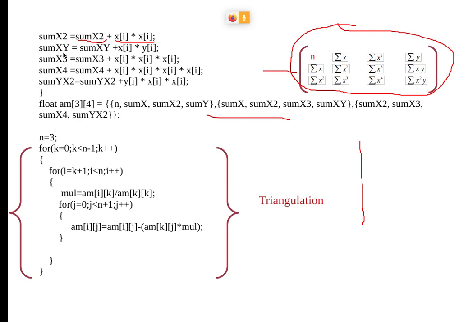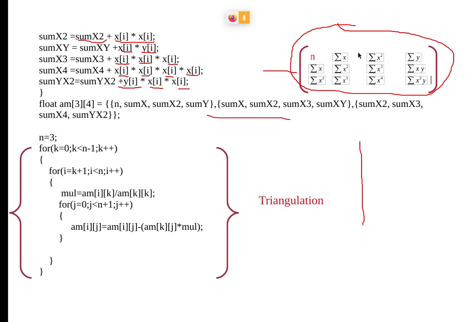Here I need to find the sum of x into y, so sum xy plus x of I into y of I. Here I need to find the sum of x cube, that is sum x3 plus xi into xi into xi. Next I need to find the sum of x raised to 4, so sum x4 plus xi into xi into xi into xi, that is 4 times we need to do the multiplication. The next is sum y x square, that is y of I into x of I into x of I, so that I can find all these variables.